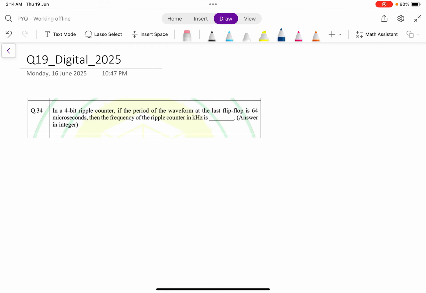Hey everyone, let's start with question number 19, Digital Electronics, asked in GATE Examination 2025, Computer Science and Engineering branch, set 2, afternoon. The question says, in a 4-bit ripple counter, if the period of the waveform at the last flip-flop is 64 microsecond, then the frequency of the ripple counter in kilohertz is. The catch of this question is the frequency of the ripple counter.